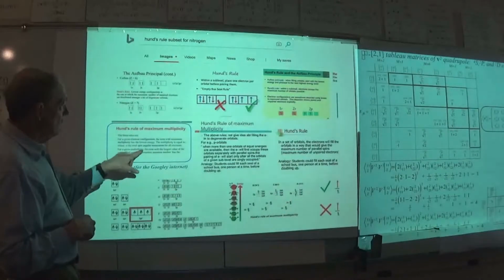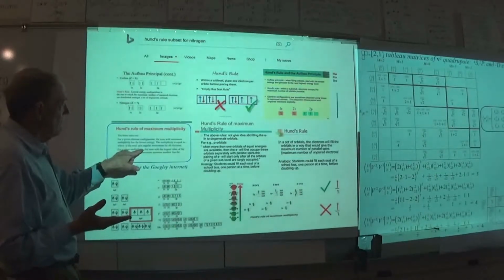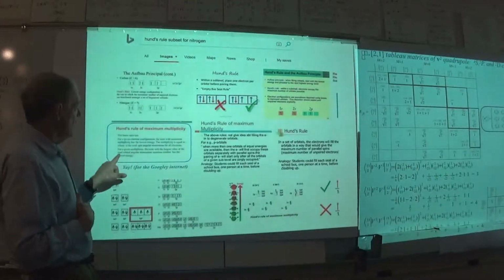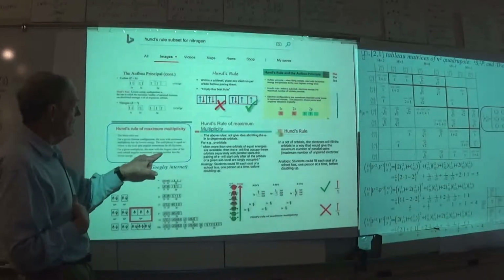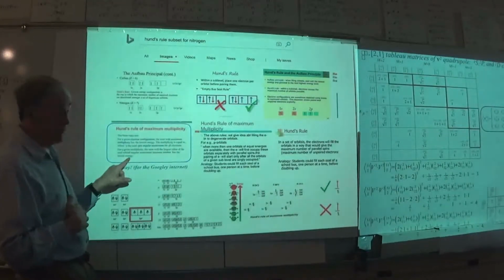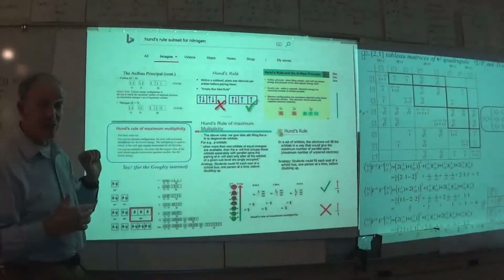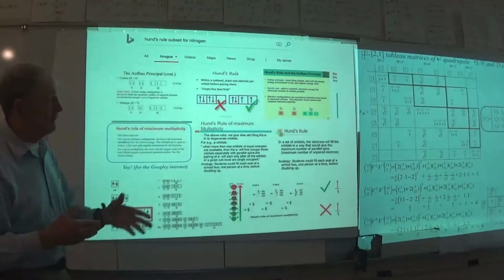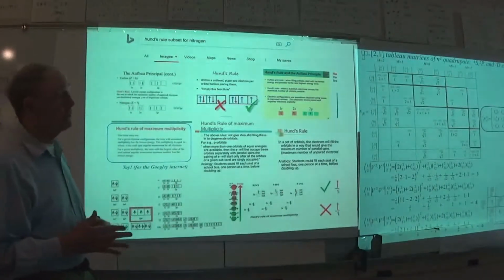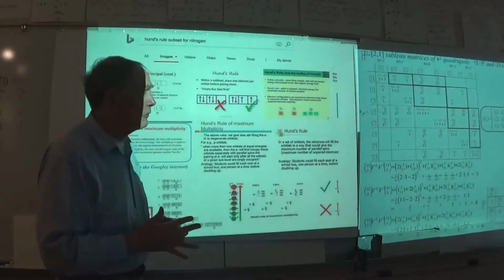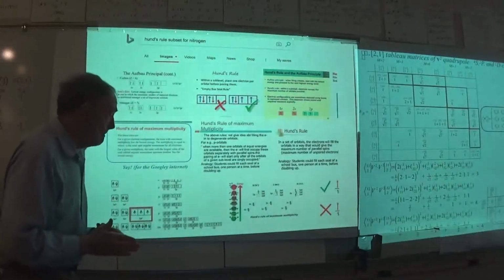Then, for a given multiplicity, let's say for the doublets, the term with the largest value of orbital angular momentum quantum number has the lowest energy. Okay? That's what we're getting. So this is right. The D is below the P, a little over half of the P energy.